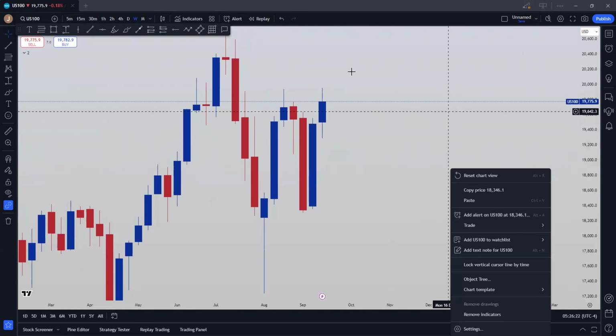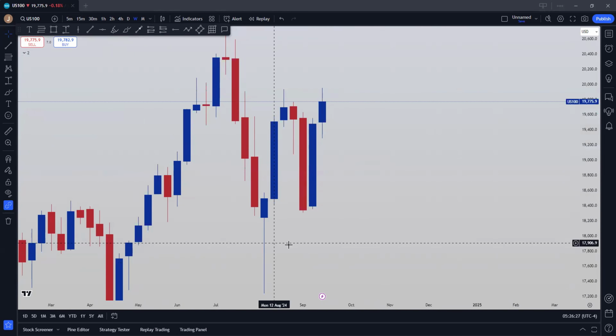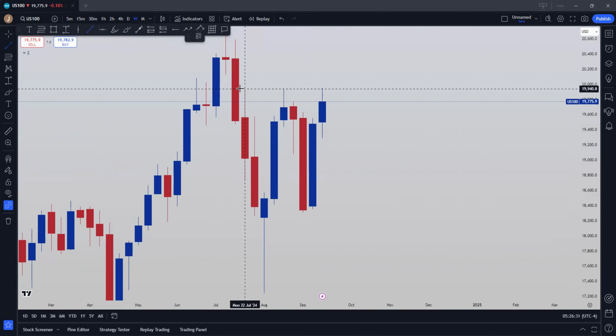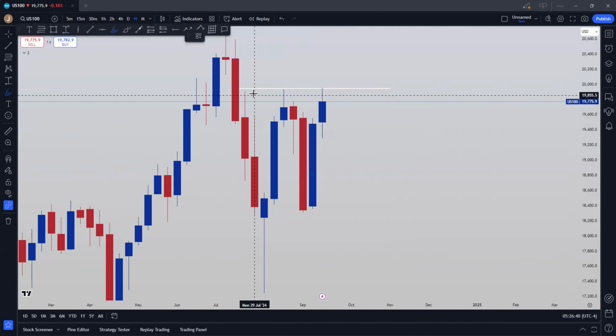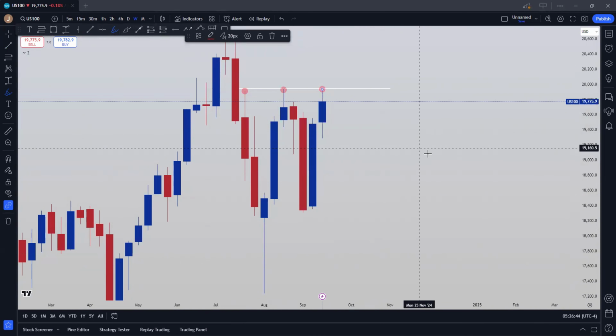Let's see what is happening currently on the Nasdaq. Looking at our weekly time frame, what we can basically see is that we have created a new high, which is lining up with some relatively equal highs right over there.